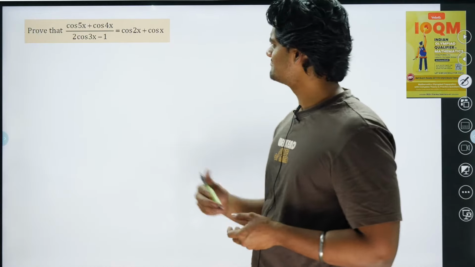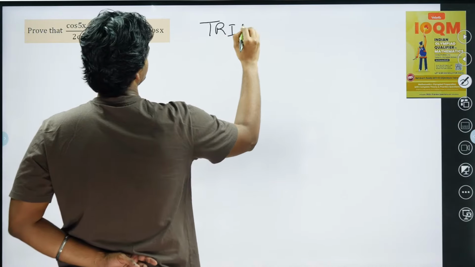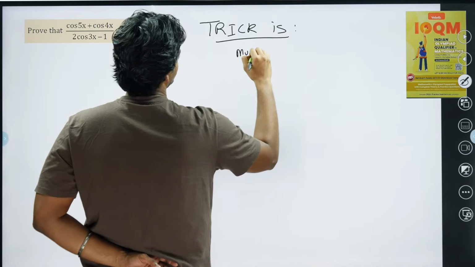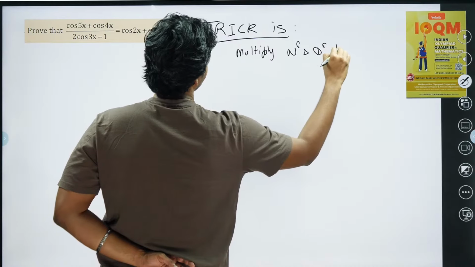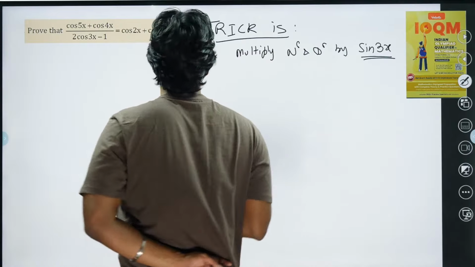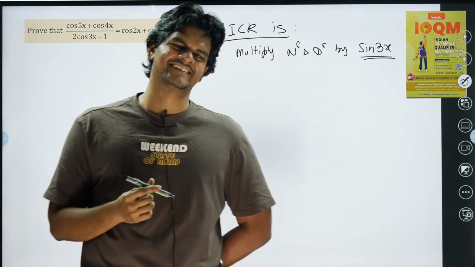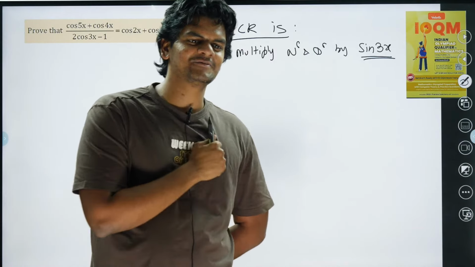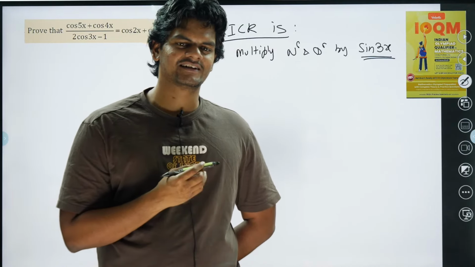Right, okay, so the trick is to multiply numerator and denominator by sin 3x. That is the trick. We are proving it as an identity, buddy. We are not finding values of x.